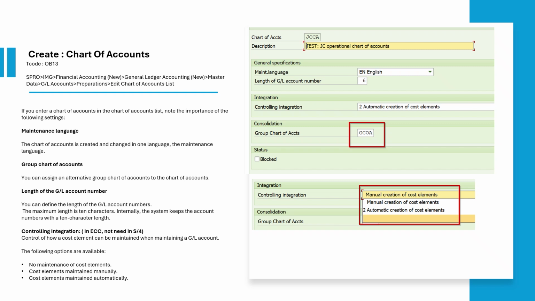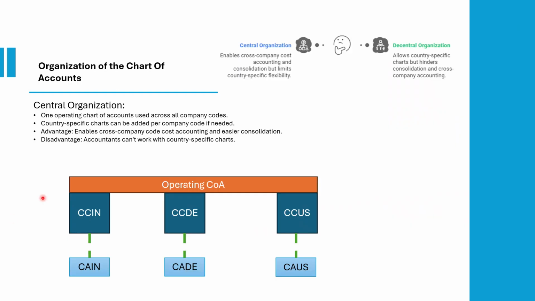Okay, now let's move to next topic. Now as I talk about that, there are several functionality of chart of accounts. It can be used in a standard or operating chart of accounts, it can be used as a group chart of accounts, or it can be used as a country specific chart of account.